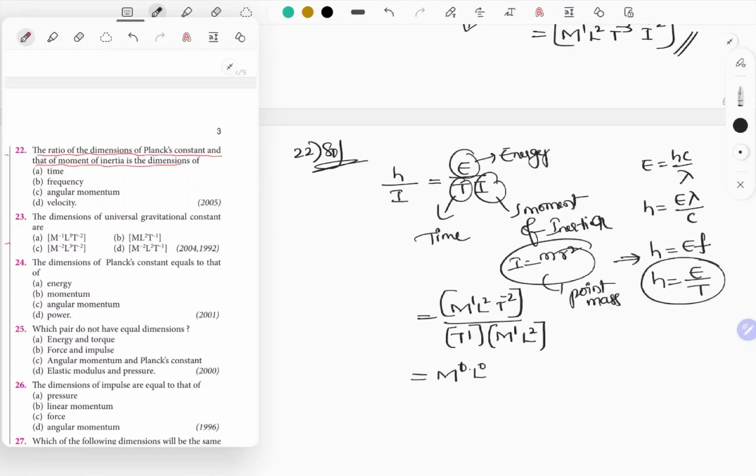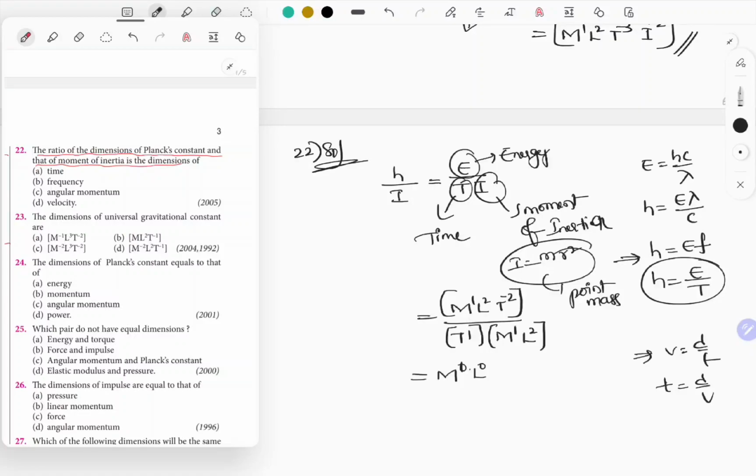No, it is not correct. Somewhere else we made a mistake. So velocity is equal to distance by time. Then time is equal to distance by velocity. Then it is represented with E and f only. h is equal to E by t. Frequency is represented by E by t. T power minus 2. Then moment of inertia is equal to, time is t power 1.